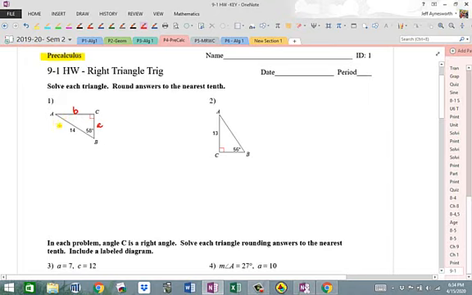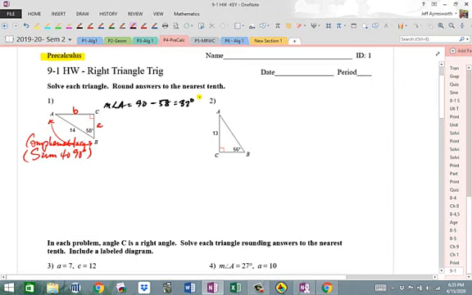I know that angles A and B, the acute angles, are always complementary. Something that you already know. That simply means that they sum to 90, something you already know all the way back from geometry. So the measure of angle A is equal to 90 minus 58, which happens to be 32 degrees. So we know the angle.